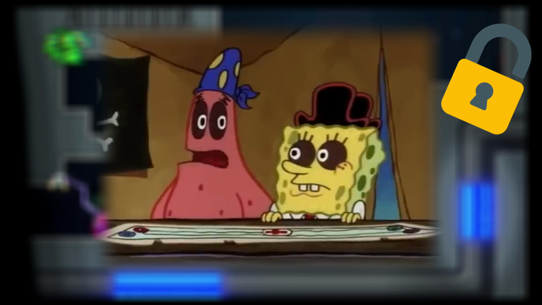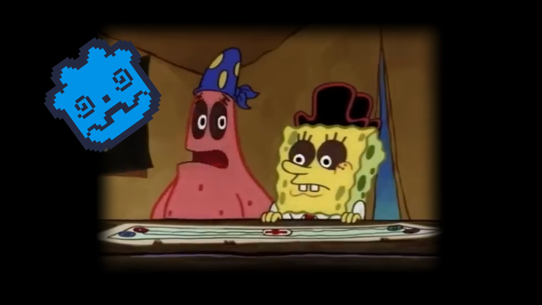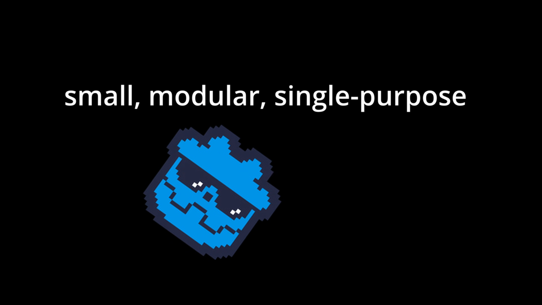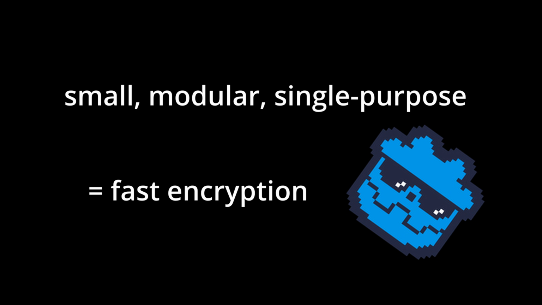Just know that encryption adds load time, and for dev builds, you'll probably want to skip it anyway so you can manually tweak values. However, since each save file can be made small, modular, and single purpose, encrypting and decrypting a single save honestly wouldn't be bad at all using this implementation.